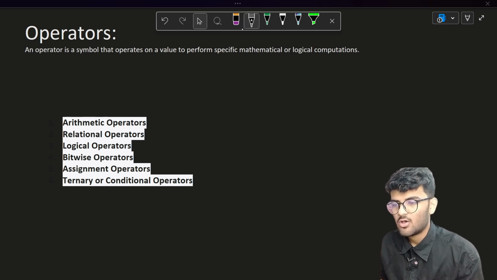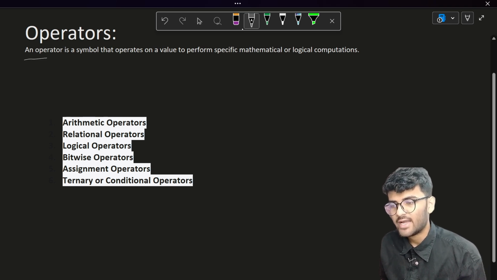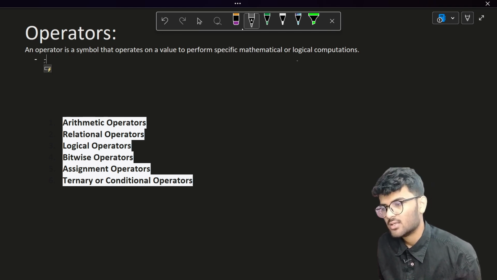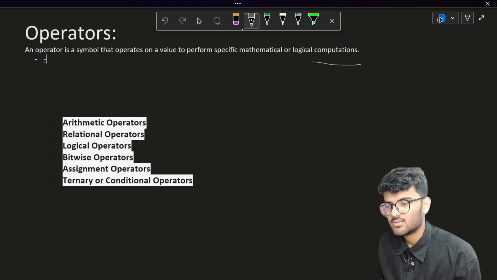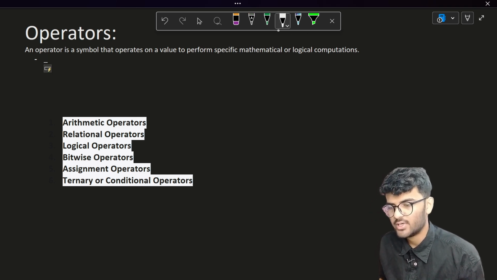So an operator, first we will understand what operators are, right? An operator is a symbol that operates on a value to perform a specific mathematical or logical computation, right? And these are the operators in C++.